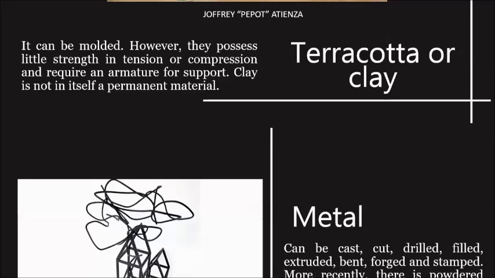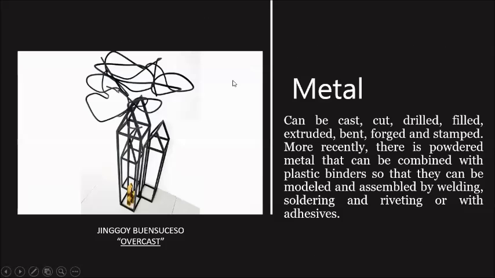Next, we have the metal sculpture. So, any artwork that is crafted from the ores of the earth, including, for example, silver, lead, tin, gold, pwede din bronze, and iron, they are all called as metal sculpture. Okay? So, this is an example of metal sculpture created by Jinggoy Buensuceso.